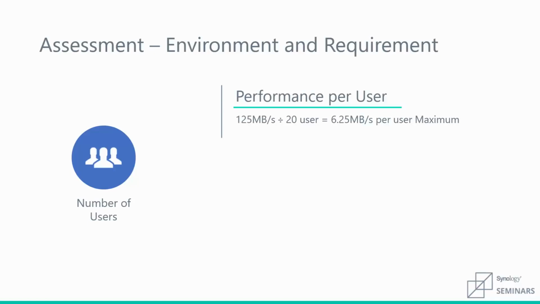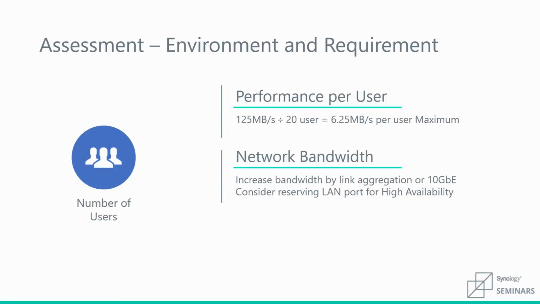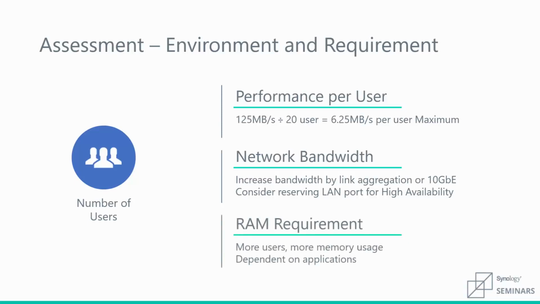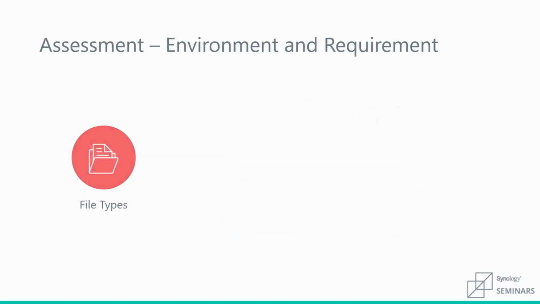So how can we increase these network speeds? Well, let's think about increasing your network bandwidth. You can utilize either link aggregation or a 10 gig connection. Figuring out your bandwidth requirements will help dictate which units you're going to be considering. It's also good to keep in mind that the more users you have, the more RAM you're going to need. However, how much RAM you'll need is also dictated on what applications you'll be running, so we'll cover that in a moment.